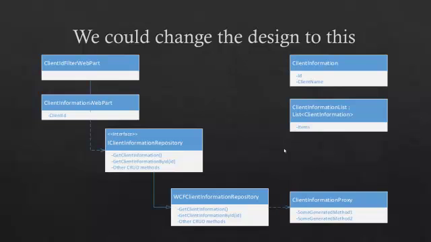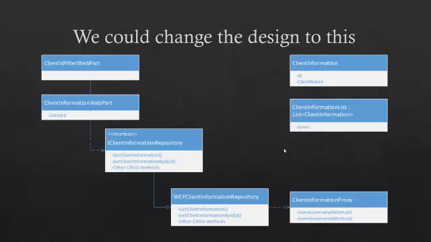By just creating this WCF client information repository, which of course will use a client information proxy to get its information through web services, our web part and the displaying and the editing functionality will all be exactly the same, and does not need any changes. But instead of using BCS, we can now use WCF, which would be a lot faster.